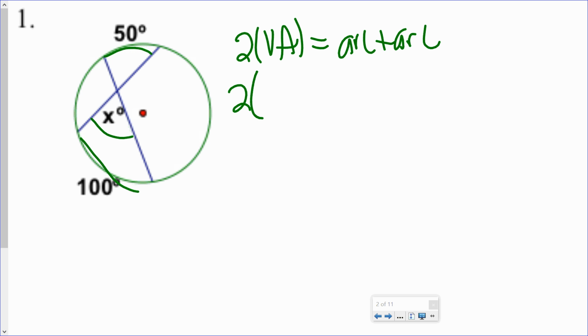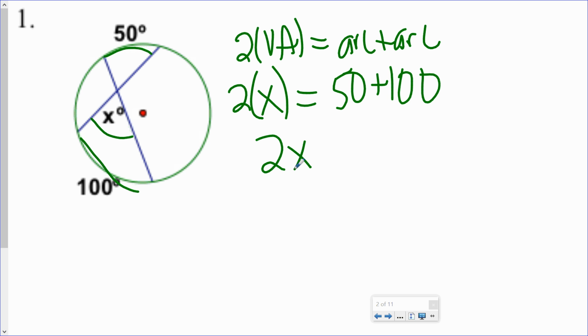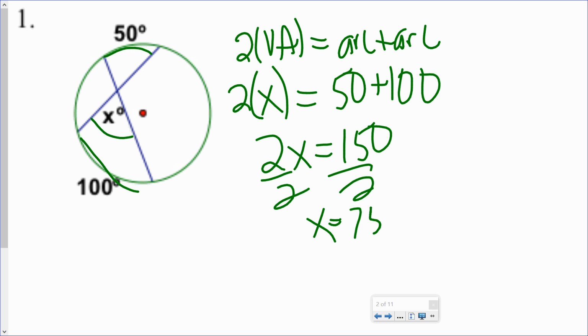The vertical angle in this example is x. The two arcs are 50 plus 100. From here, I just do the algebra. And when I solve it, I get 75. Because they're vertical angles and vertical angles are congruent, they're both 75.